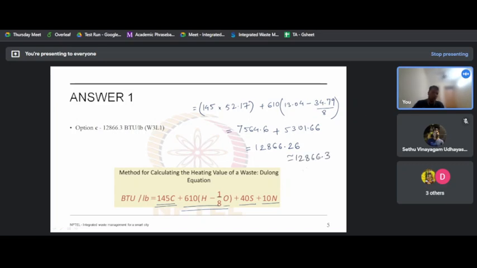So approximately you can do it 12866.3. And what will be the units for Dulong's equation when you substitute the values of the different components in percentage? So that will be British thermal unit, abbreviated as BTU, per pound. So the answer is option C, 12,866.3 BTU per pound. Students can refer to week 3 lecture 1 for this concept.